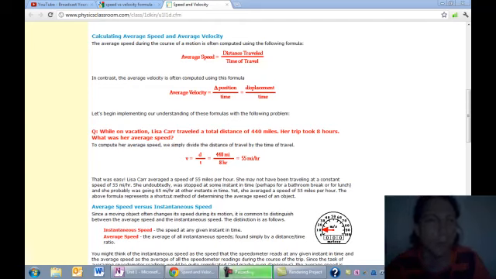G'day guys, we're going over average speed, average velocity, instantaneous speed, and instantaneous velocity. Okay, let's get into it.